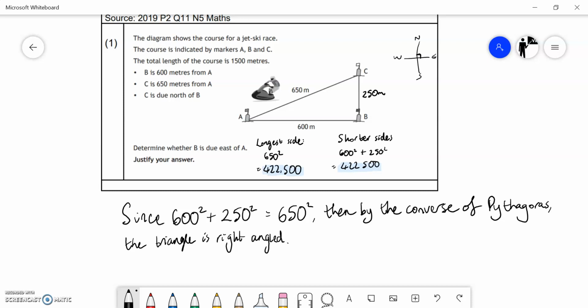However, this question is within the context of a jet ski race, so we need to make sure our answer refers back to this context. Determine whether B is due east of A. So we can say, therefore, B is due east of A.